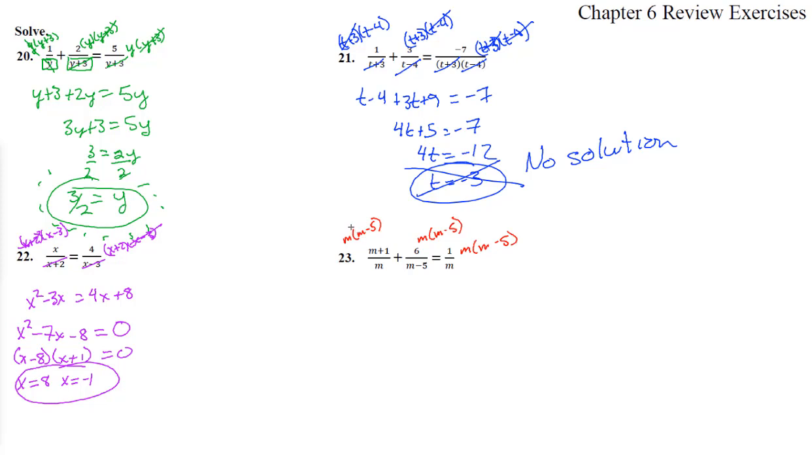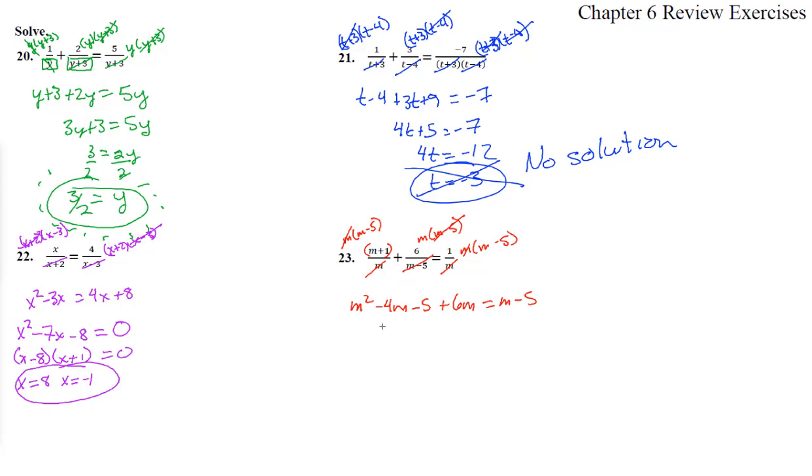On this term, this one cancels, and we're left with m plus 1 times m minus 5. That's m squared minus 5m plus m. That's a minus 4m minus 5. Good. On this second term, we get those guys canceled, so we're left with a 6m. And then the m cancels over here, so we're left with m minus 5.